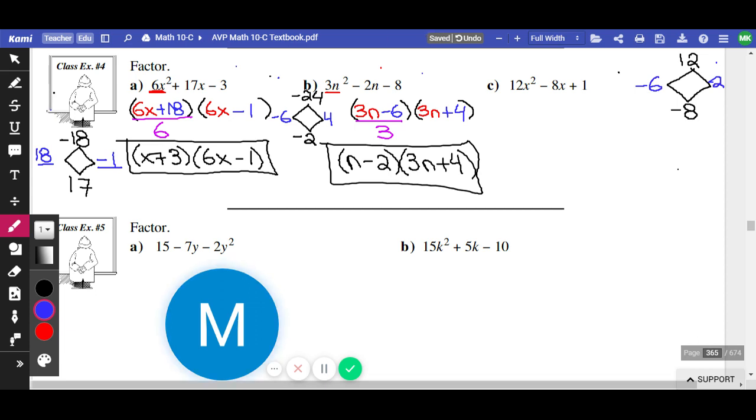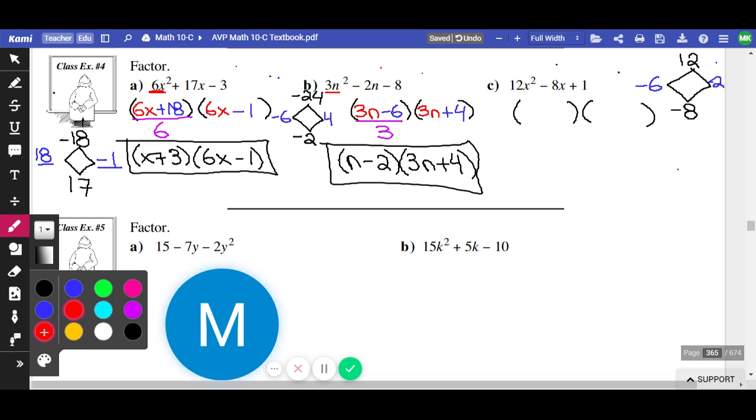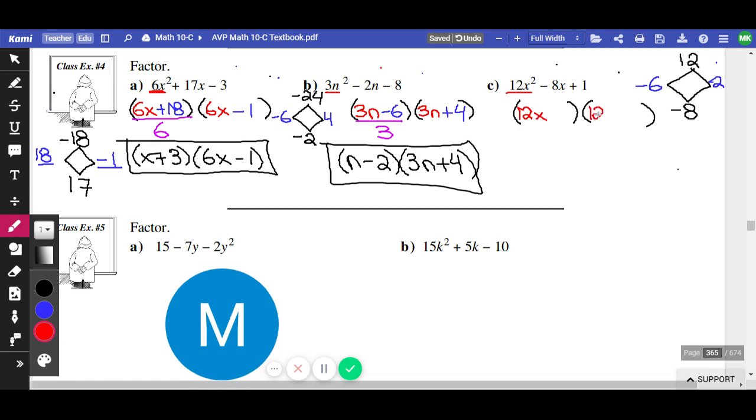All right, the diamond is made. We go back to our trinomial. We know trinomials factor to become two binomials. We know the first term comes from the first terms. So this 12x squared means that these should be 12x and 12x. We also know the sides of our diamond go in here: -6, -2.